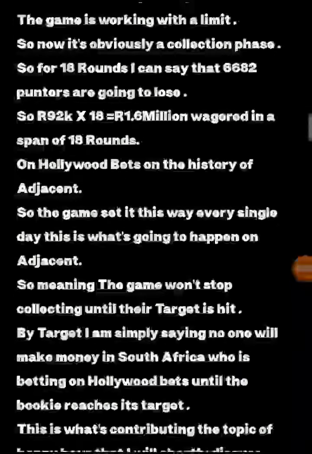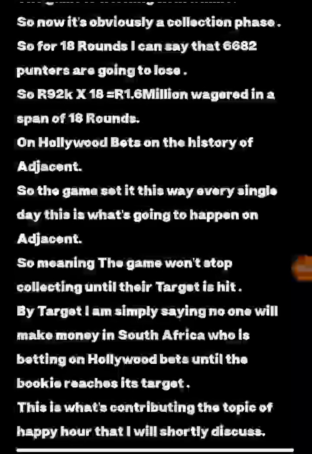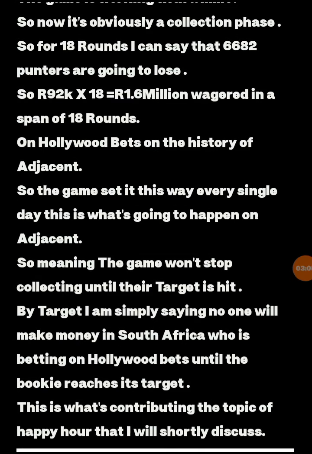So meaning the game won't stop collecting until their target is hit. By targets, I am simply saying no one will make money in South Africa who is betting until the bookie reaches its target. Do you understand? So the game has a limit whereby they say, okay, now let's say we want to collect 5 million, and we're going to make sure we collect 5 million until the game actually does collect 5 million. Then it's going to start paying again. So now let's move to the next photo.